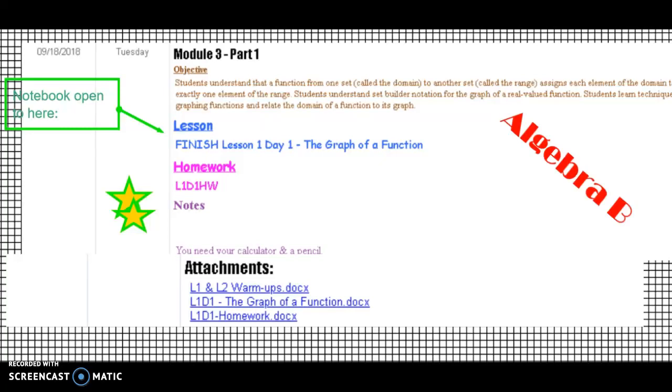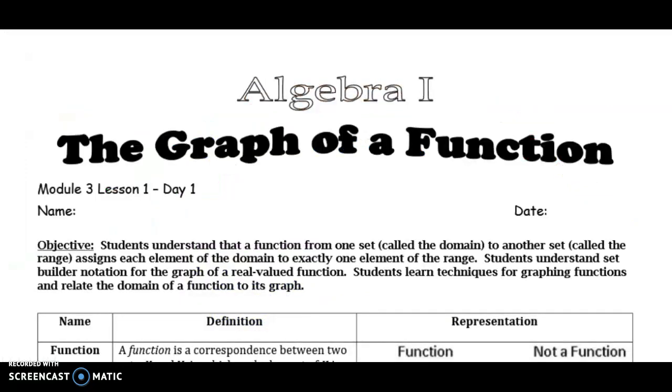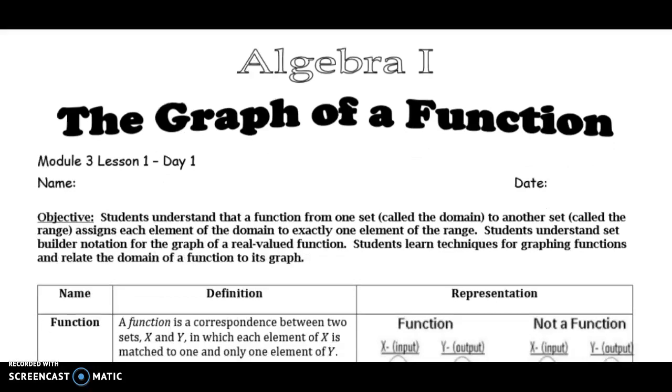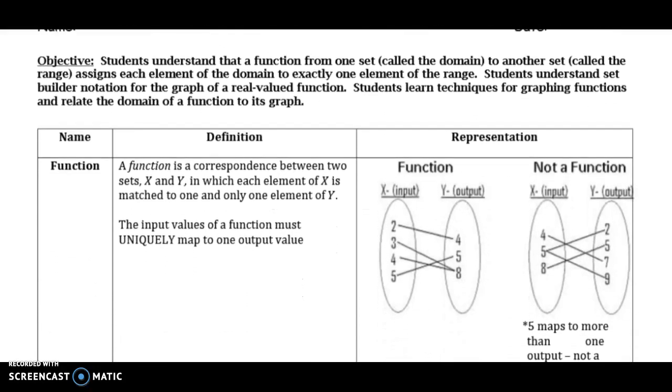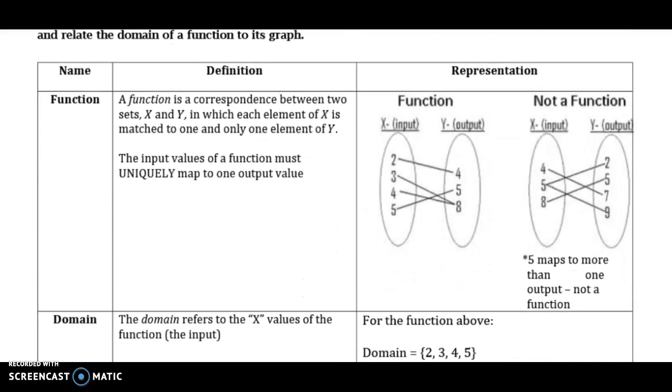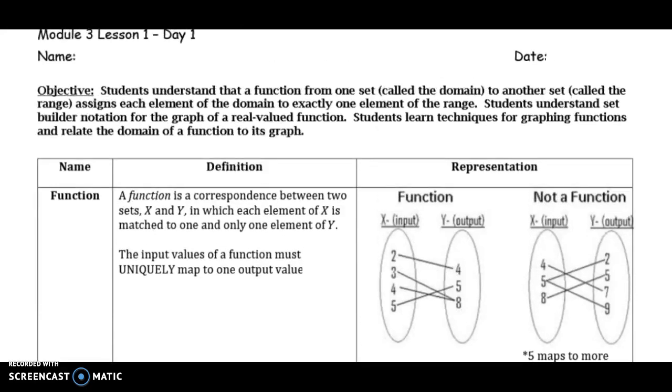Okay, so we are doing all of lesson 1 for this video. Pay careful attention, it may end up being in multiple parts. So you should be on lesson 1, day 1. Go back through, double check all your work if you already have it, and if not, make sure you're getting it copied down. Our goal is to understand the nature of a function.